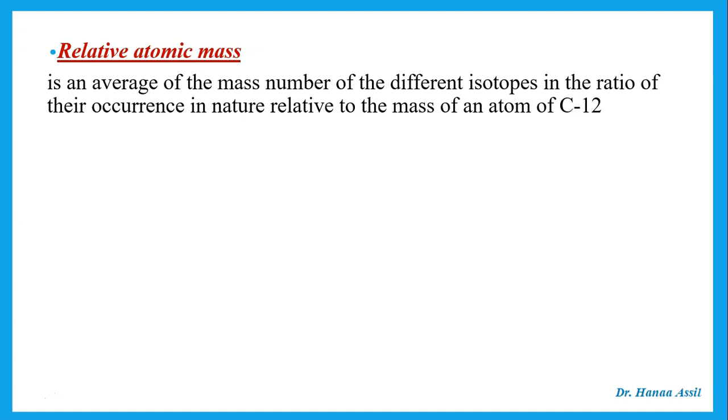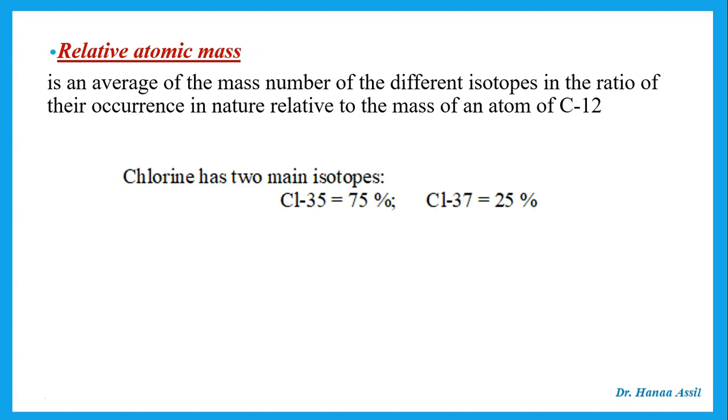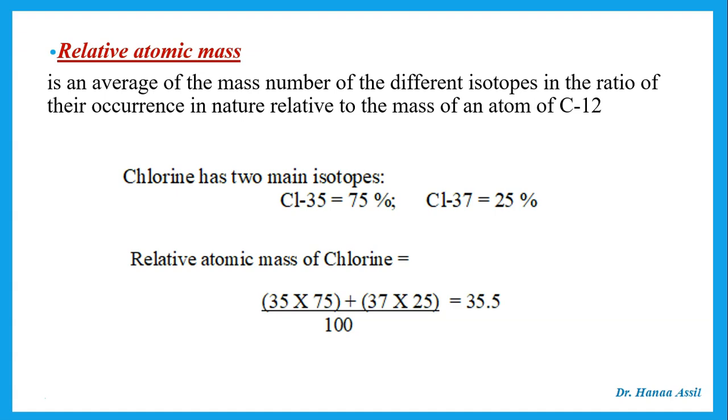Relative atomic mass is the average of the mass number of the different isotopes in the ratio of their occurrence. Remember that the masses of all atoms are relative to the mass of what? Relative to the mass of an atom of carbon-12. So if I have different isotopes, I have chlorine with a mass number 35, 75% of the atoms have this mass, so we say it has an abundance of 75%. The chlorine atoms with mass number 37 have an abundance of 25%. I can use this to calculate the overall atomic mass of chlorine. We say the mass number times abundance plus mass number times abundance over the total abundance, which is 100, and that is why the mass number of chlorine in the periodic table is 35.5.